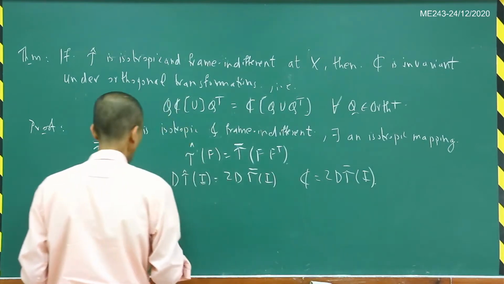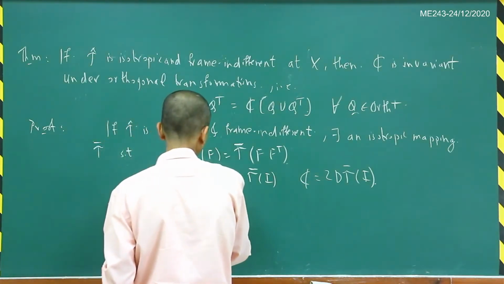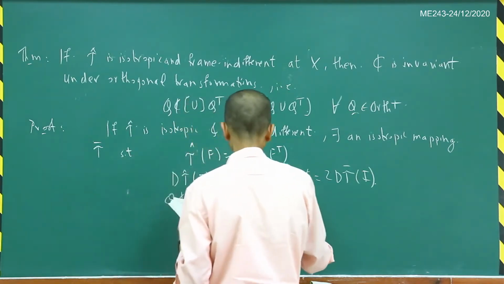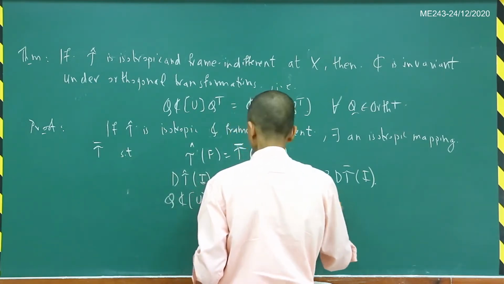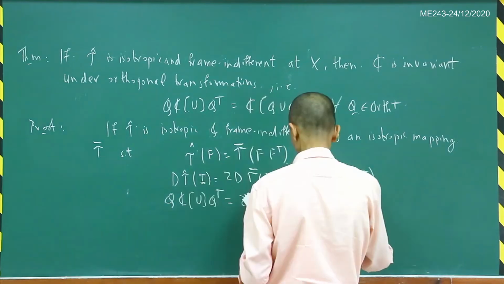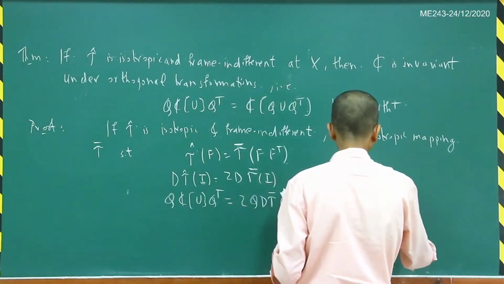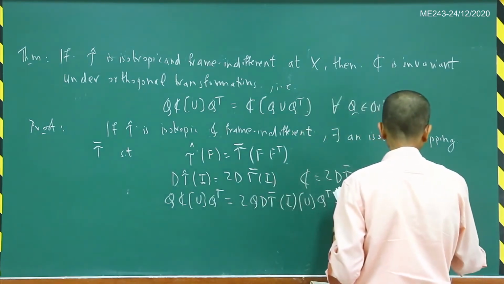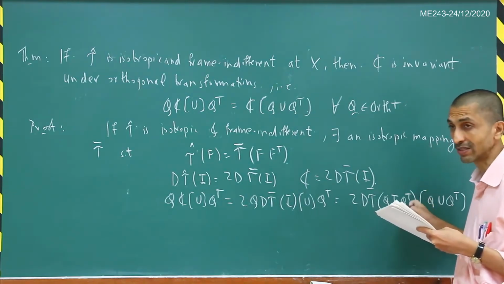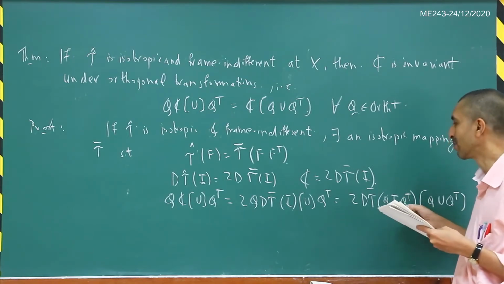Okay, and then now you can write that Q times C in the direction U times Q transpose is equal to 2 times Q times D of tau 1 of I in the direction u times q transpose. So I'm just substituting C of u is equal to 2 times d of tau 1, and then this is equal to 2 times d of tau 1 of q transpose in the direction of q transpose. So here, this particular step is using the theorem that we proved when we were doing tensor analysis. So we had shown the invariance properties of the directional derivative for an isotropic function, and so we are simply using that particular result here.